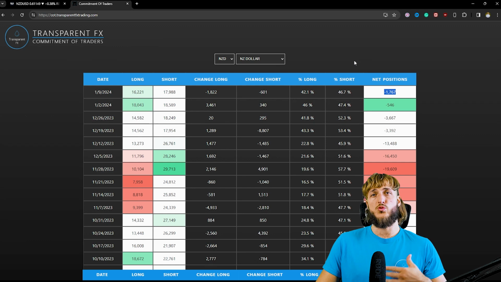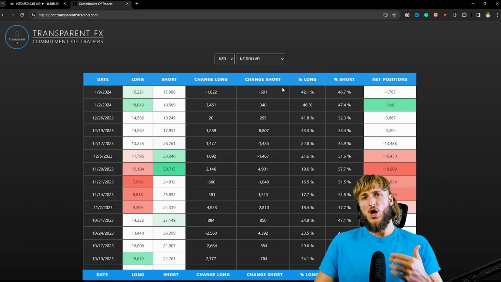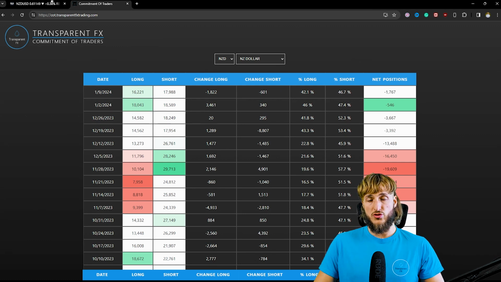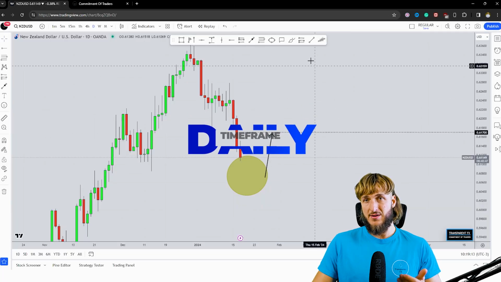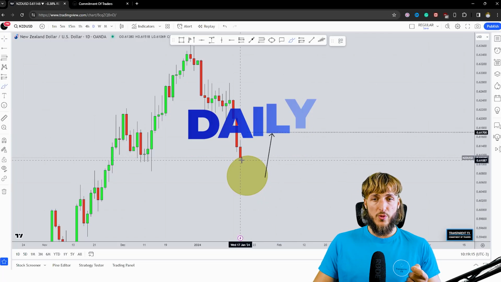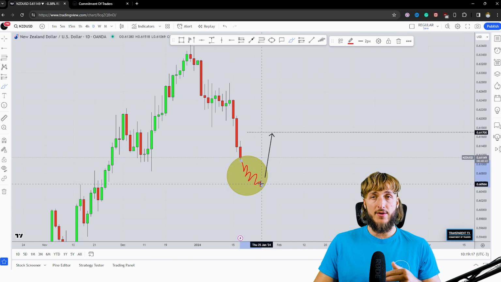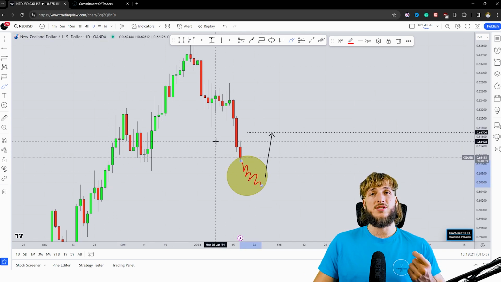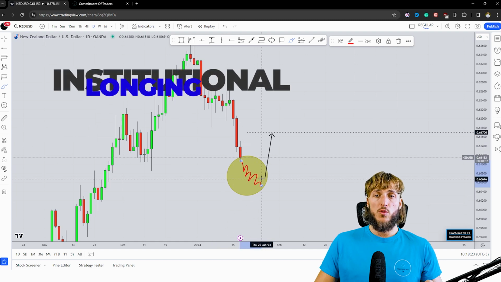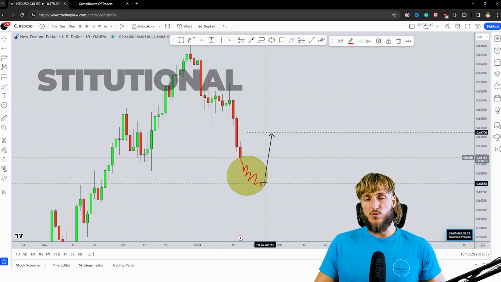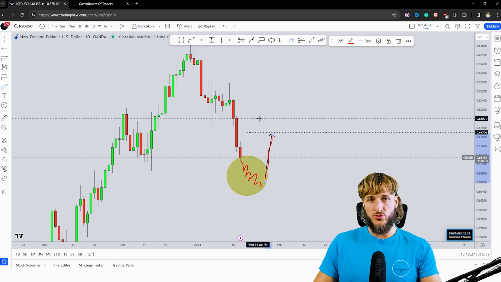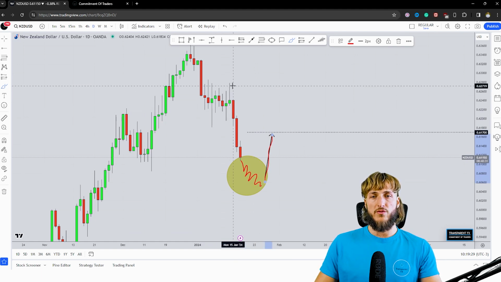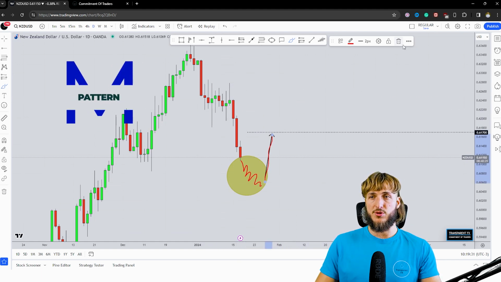So as institutions were longing NZDUSD, we could expect a potential rejection to the upside away from this level. So it seems like we have good probabilities that inside of the support area that we have previously identified on the monthly and weekly timeframes, we could see more institutional longing, which at that point would further increase the probabilities of this potential rejection to the upside, completing this overextended M pattern from a daily perspective.